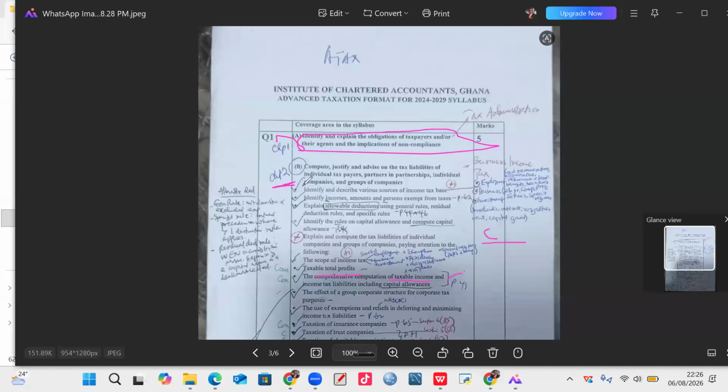All right. So here too, you see allowable deductions. I just wrote the general rule because it's here. Explain allowable deductions using general rules. So I wrote the general rules here so that I will not forget. Residual deduction rules and specific rules. So the three of them are here. And I've read them. So if the question should come, theory on deduction rules, I've written them here, I've read them. I just want to describe the various sources of income tax base.